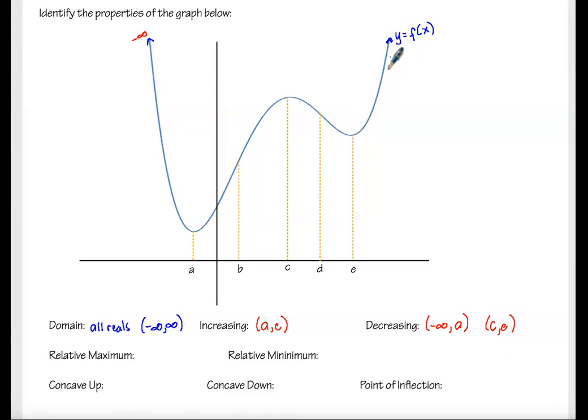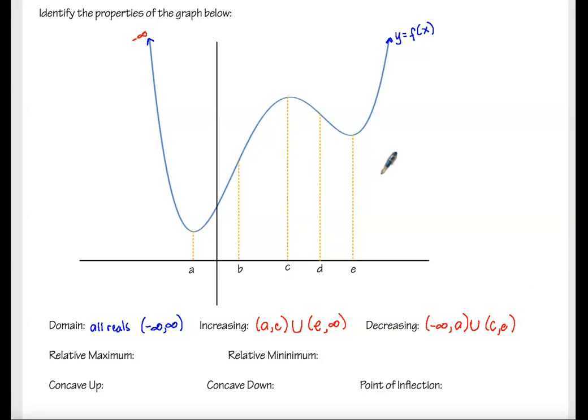And then from E to infinity, the graph is increasing. Now, usually we put U for the union, meaning it is a combination. So it's increasing from A to C or from E to infinity, and decreasing from negative infinity to A or from C to E.